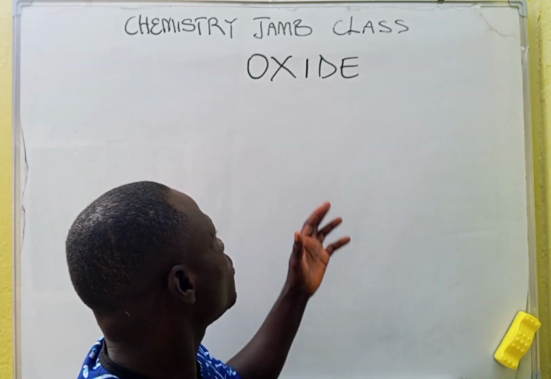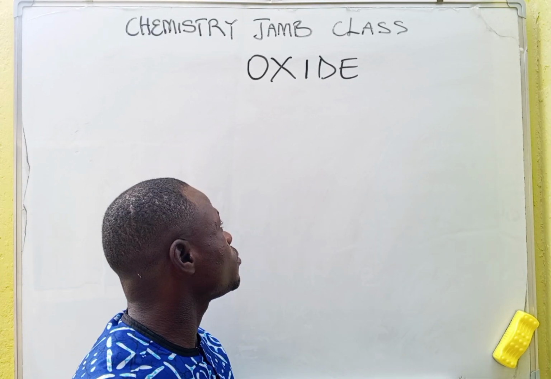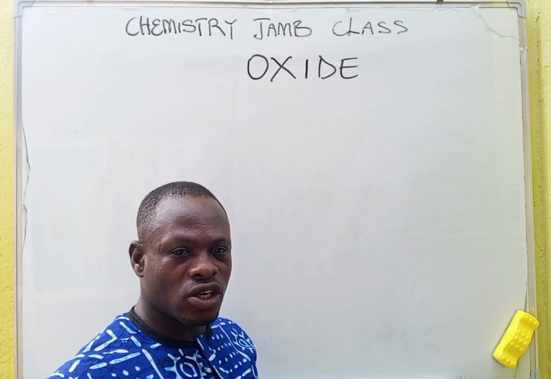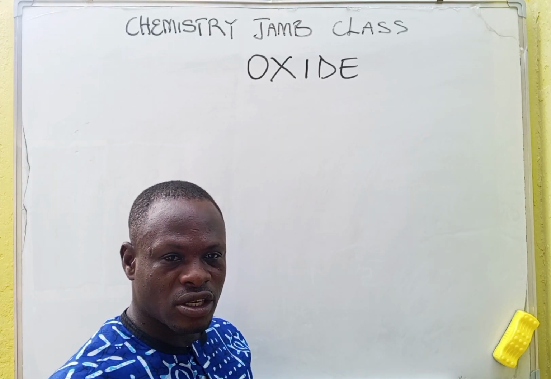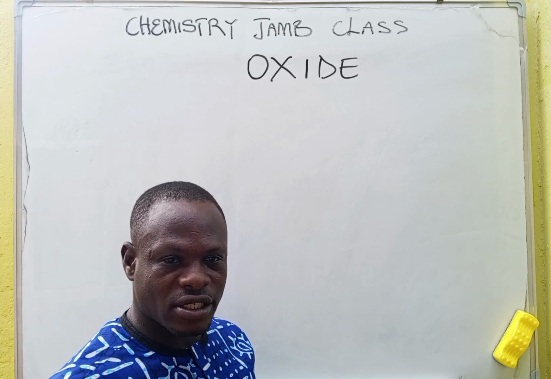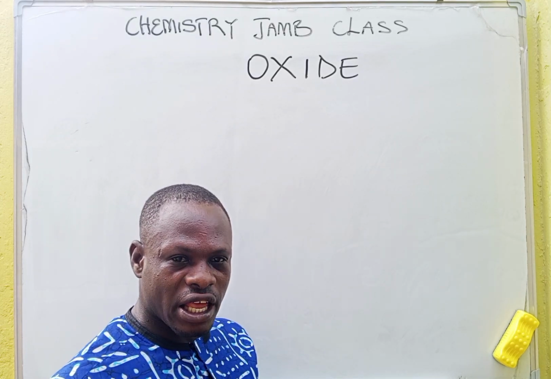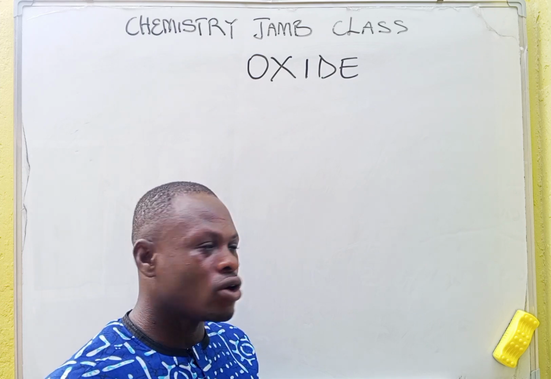Now in this video we want to look at oxide. When we talk about oxide, we are talking about oxygen combining with another element. When oxygen combines with another element, they form what we call oxide. Do you get that?